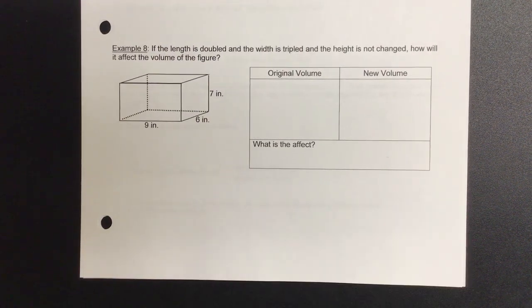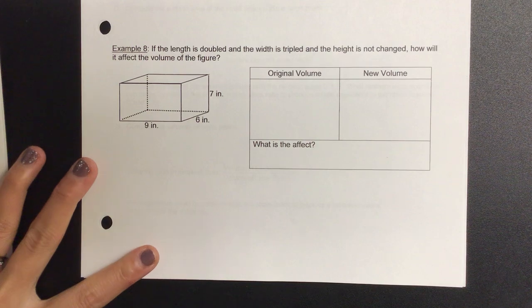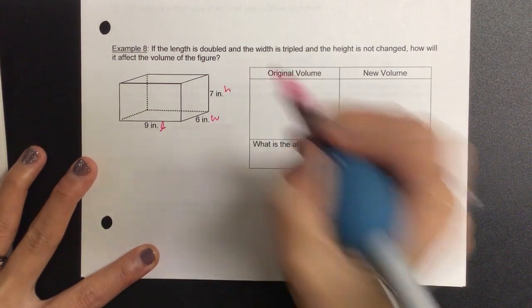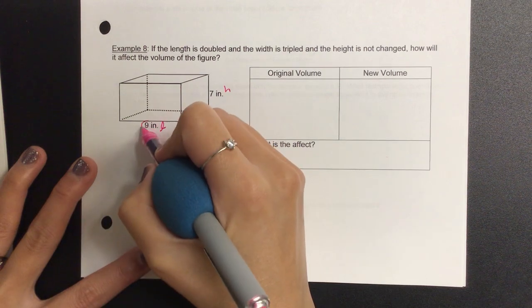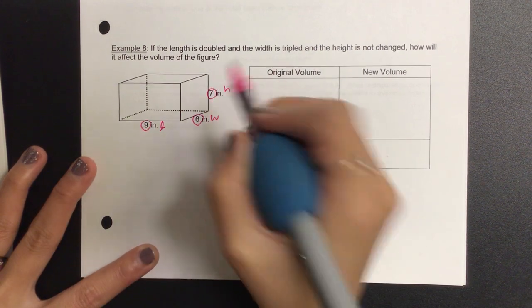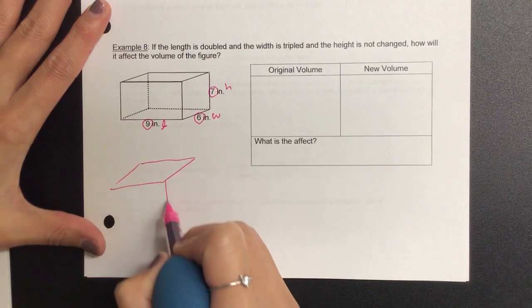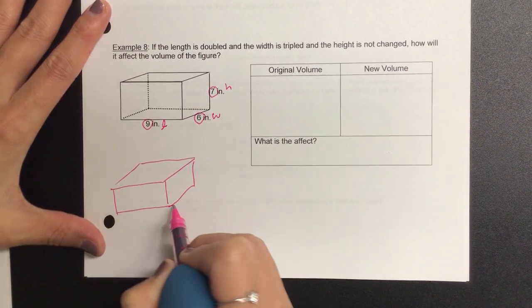All right, Nick, let's read number 8. If the length is doubled and the width is tripled and the height is not changed, how will it affect the volume of the figure? Okay, let's first label. Here's my length, here's my width, and here's my height. And yes, we need to find the volume of this right here, but let's also write out the changing values. If you want to draw another one, figure not drawn to scale.